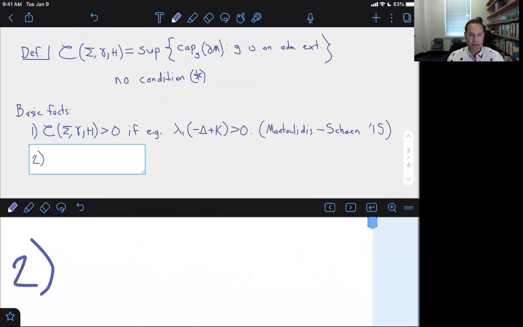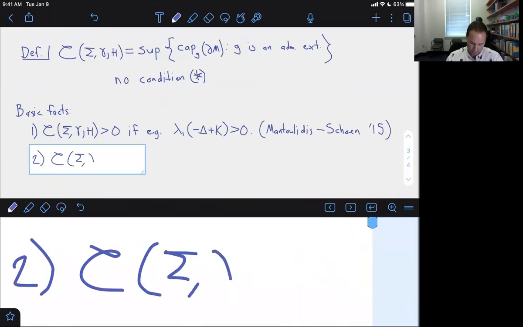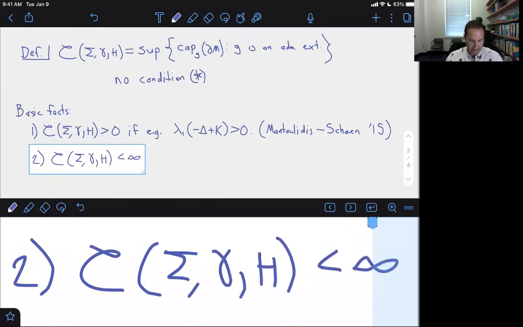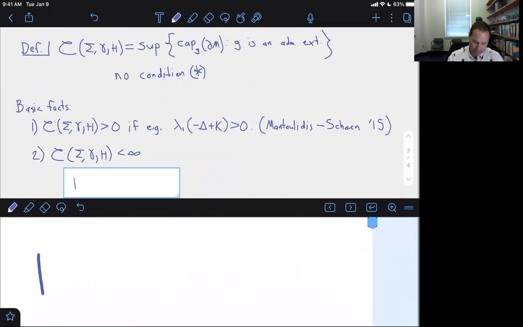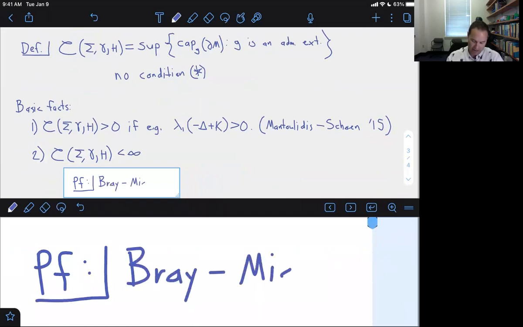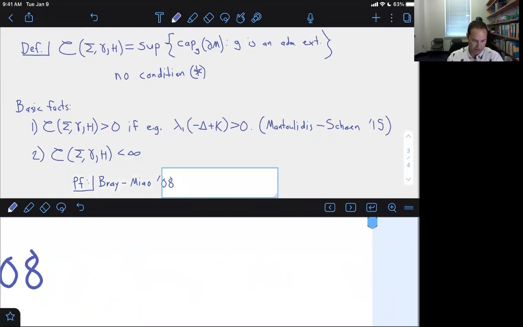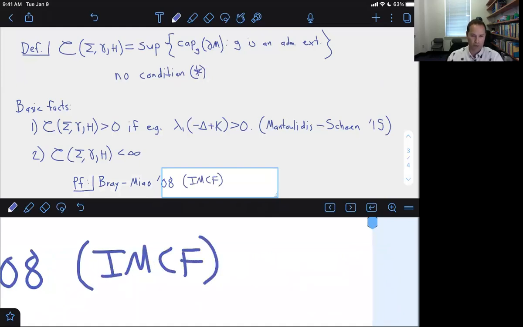Second thing, on the flip side, you want to make sure that the capacity functional is not infinity. So it is actually finite. The proof of this is easy to see given known results. It really follows immediately from a result of Bray and Miao from 2008. Hungzi mentioned this result in his talk. This uses Huisken and Ilmanen's inverse mean curvature flow, and they give an upper bound on the capacity that only depends on the Bartnik data.